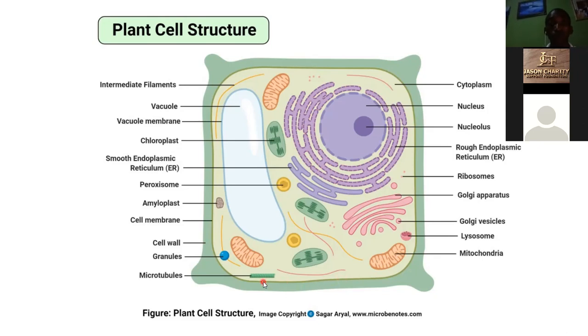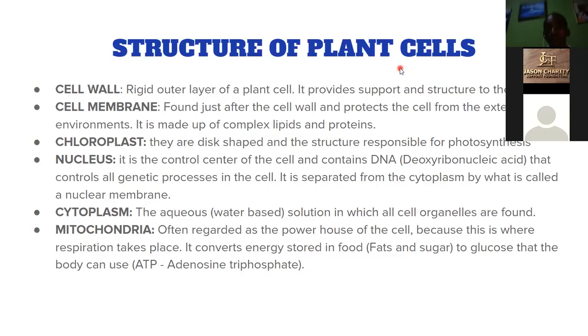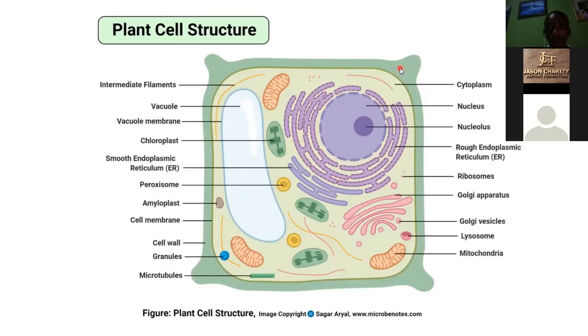I hope we are following. Whereas this thick covering is regarded as the cell wall. Now, a major difference between animal cells and plant cells is that animal cells don't have a cell wall. There's a presence of cell membrane, but they don't have a cell wall. That's the major difference between an animal cell and a plant cell.